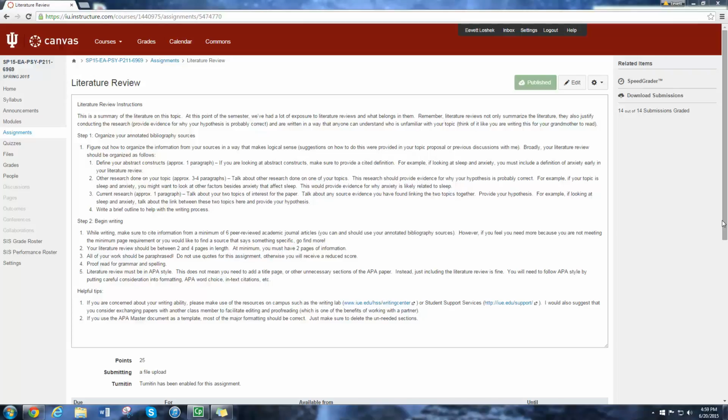So everything you write in your literature review needs to, again, provide evidence for why you think your hypothesis is correct. And it needs to be written in such a way that anyone who's reading it, whether or not they have a background in science, can understand. So even people who are unfamiliar with your topic are able to understand what you were talking about and why you did what you did with your research. I say right there in the second sentence, think of it like you were writing this for your grandmother to read.